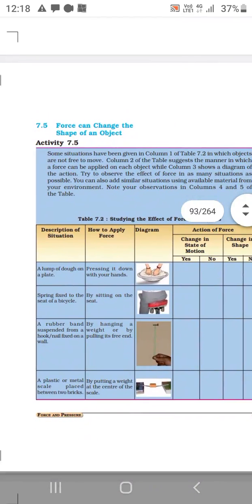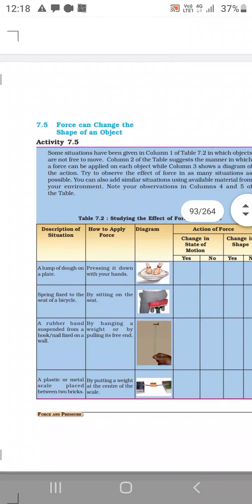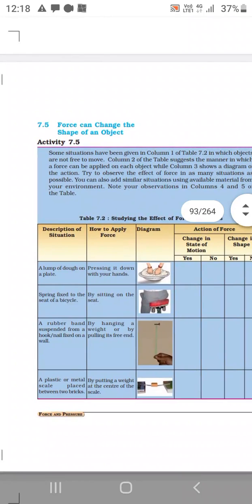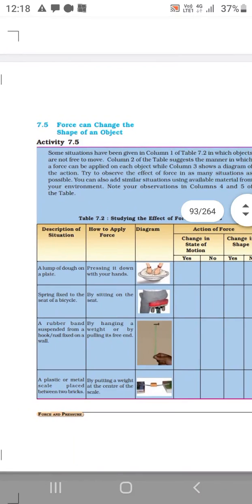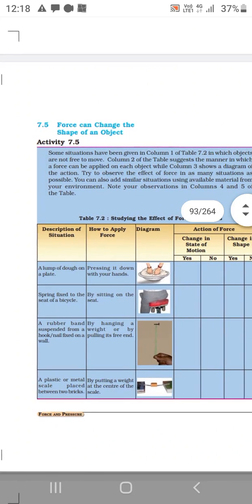A rubber band is suspended from a hook or nail fixed on a wall. By hanging a weight or by pulling its free end, we can pull and stretch the rubber band by applying force on it. A plastic or metal scale is placed between two bricks, and weight is put at the center of the scale.